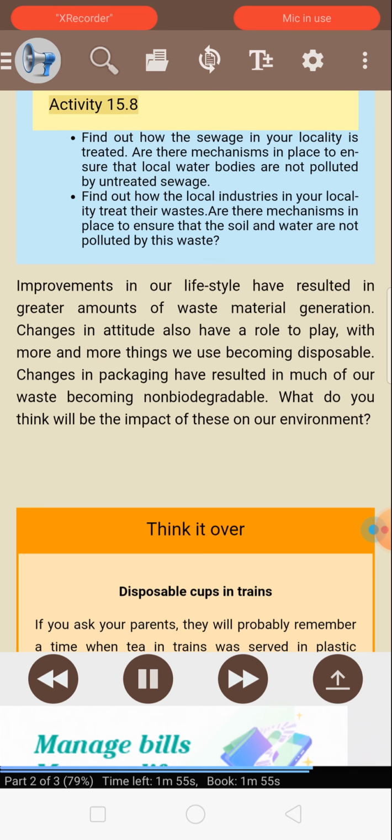Activity 15.8. Find out how the sewage in your locality is treated. Are there mechanisms in place to ensure that local water bodies are not polluted by untreated sewage? Find out how the local industries in your locality treat their waste. Are there mechanisms in place to ensure that the soil and water are not polluted by this waste?